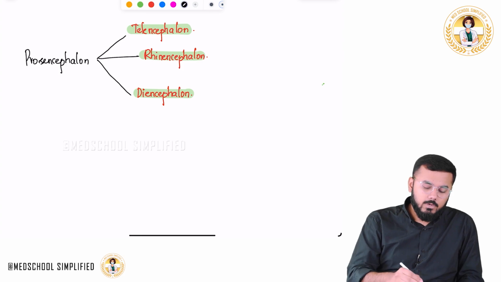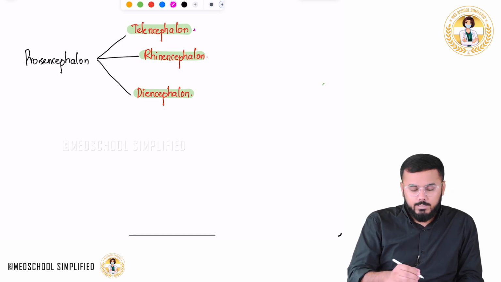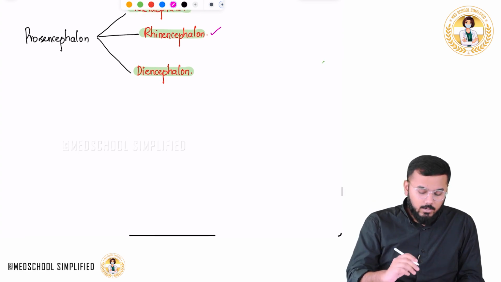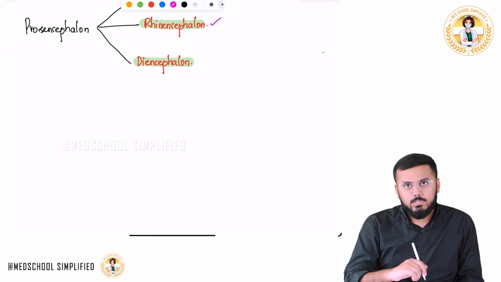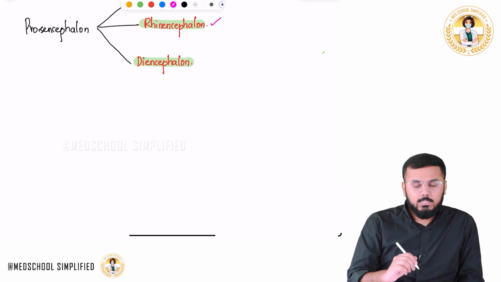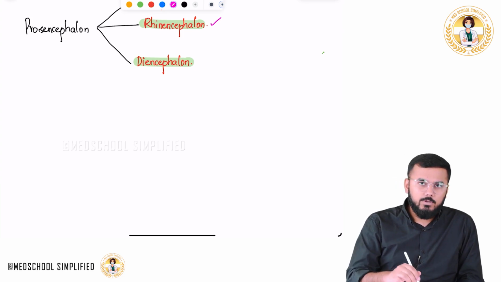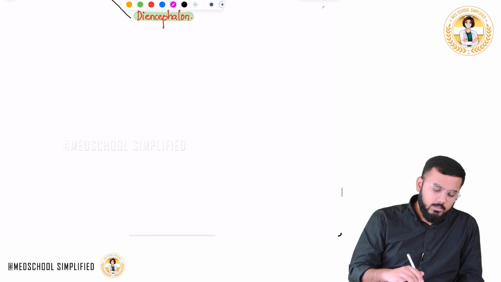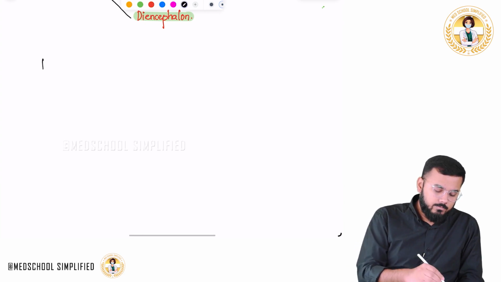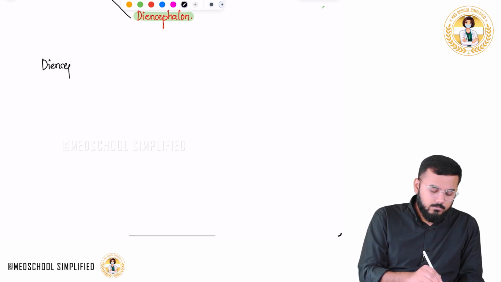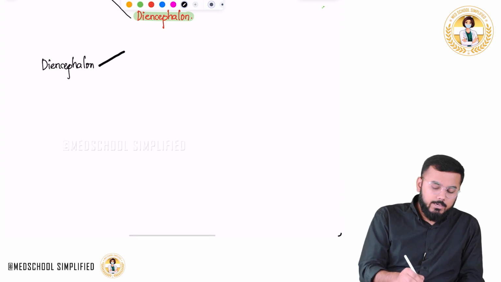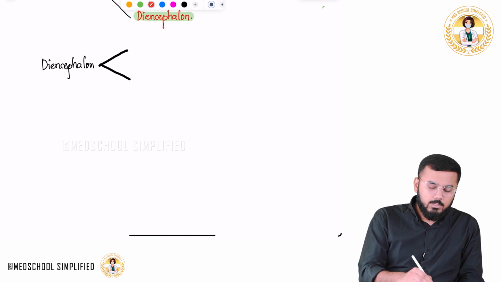In our previous lectures we have already discussed the telencephalon and the rhinencephalon. Now we have to discuss the diencephalon. How many parts is the diencephalon divided into? The diencephalon is divided into two parts. Let me write it down. The diencephalon is in turn divided into two different parts.